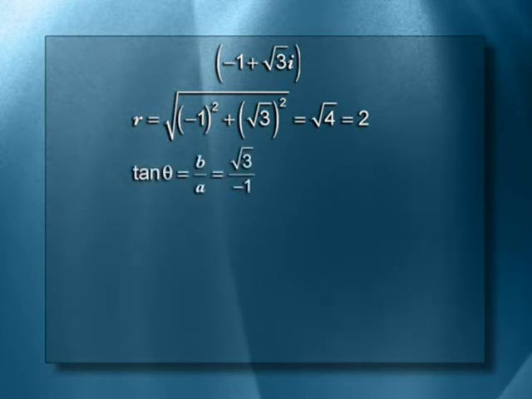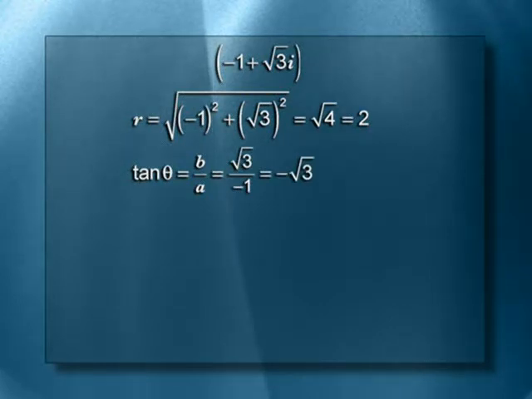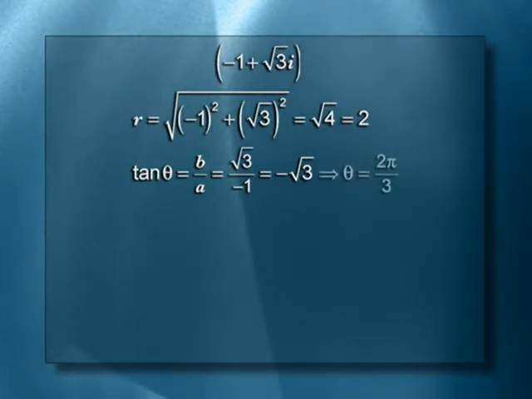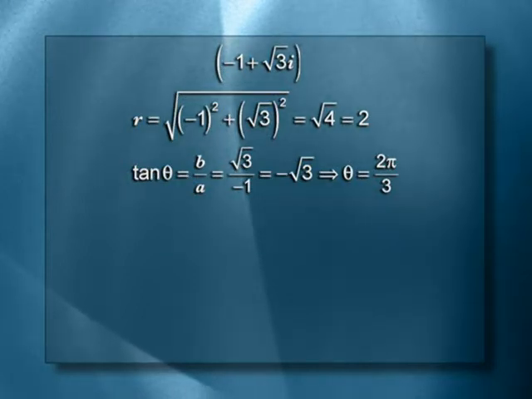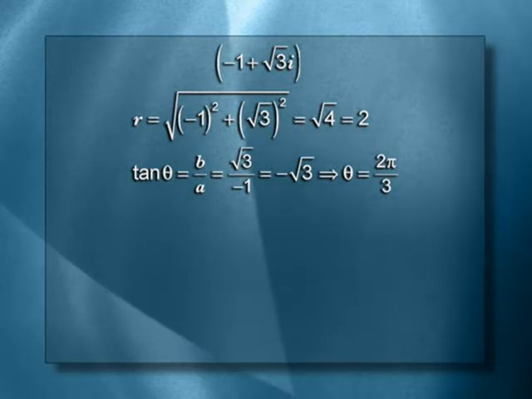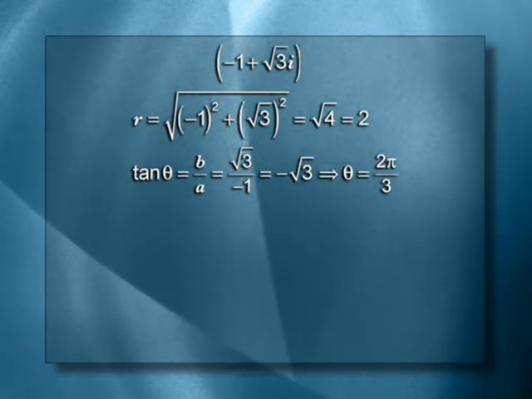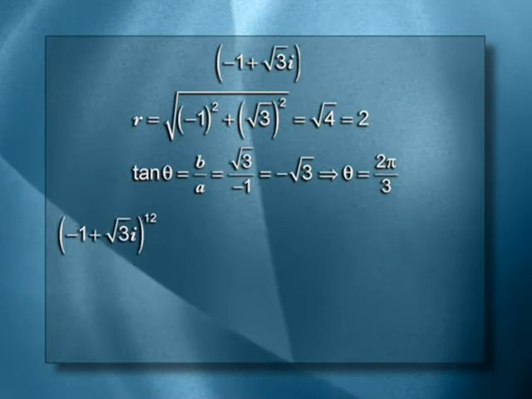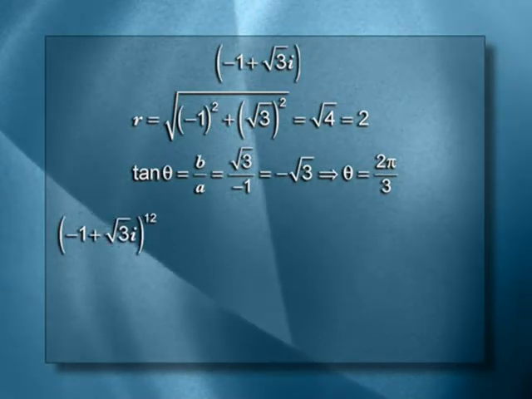Well, tangent theta is b over a, square root of 3 over minus 1, or minus the square root of 3. Well, where's this complex number located? Because it's minus 1 plus square root of 3i, it's in the second quadrant, isn't it? So the angle theta will be 2 pi over 3. Tangent of 2 pi over 3 equals minus square root of 3. That's one of our old trig skills coming back to haunt us today. All right, let's take this complex number now to the 12th power.